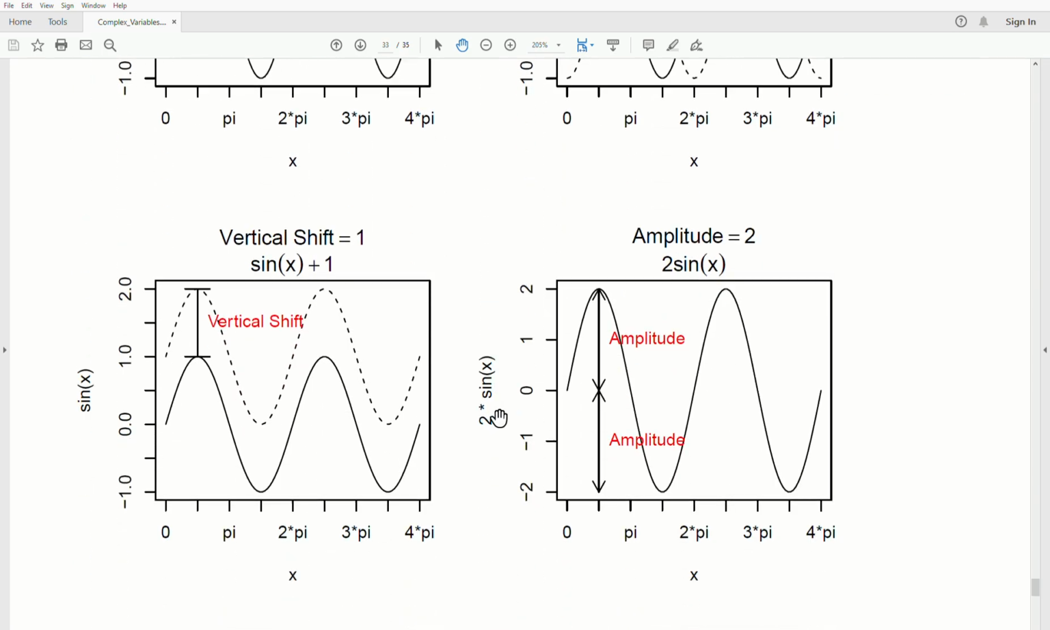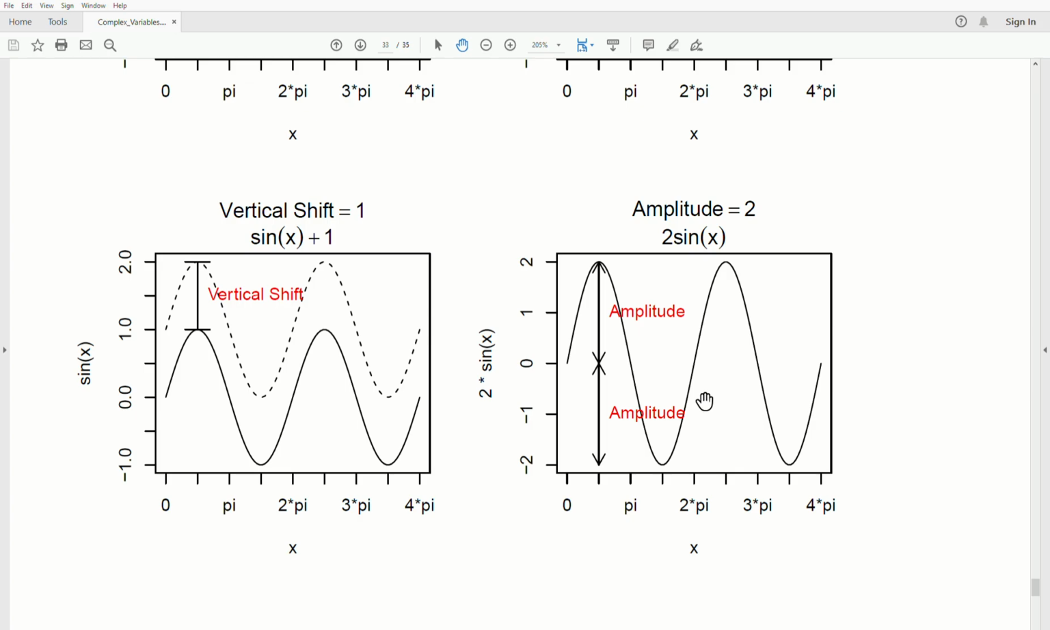Now, a vertical shift is literally just moving the graph up or down, and to do that, you add or subtract something to the function. So the solid line is the sine wave, and then the dotted line is sine plus 1. So we literally just vertical shift it up 1. If it's negative, then we vertical shift it downward. That's called a vertical shift.